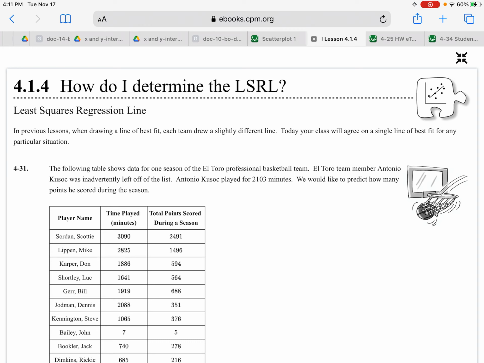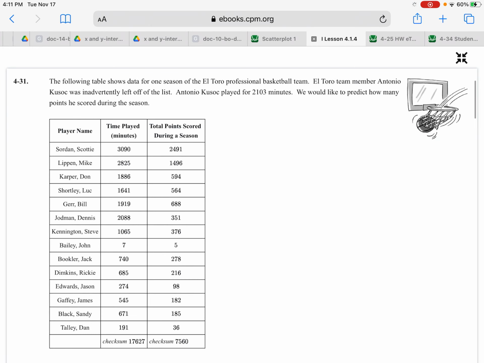So looking at problem 431 here, it's got all this data. The good news is down below, all of this data will be input into Desmos for us, so we don't have to type this all in. It's an interesting problem. They're talking about the El Toro professional basketball team. That translates to the Bull.